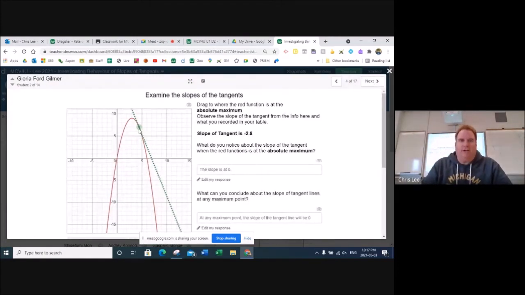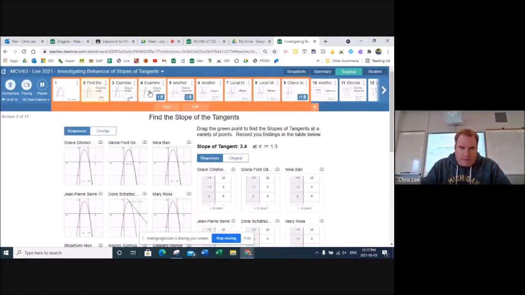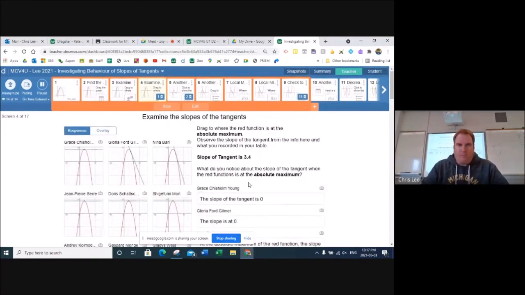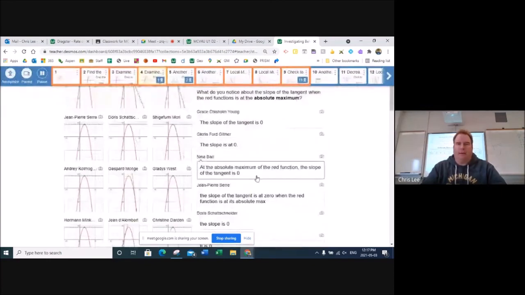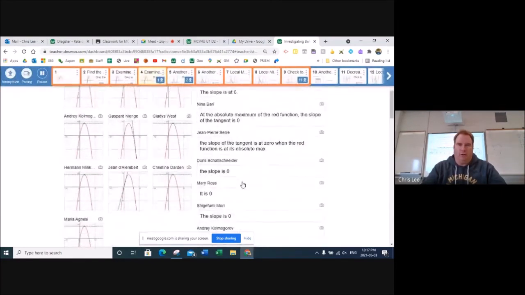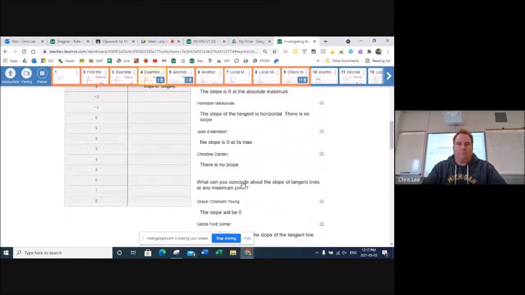And then I asked you to move it so that it's right at the top. And I can see that everyone had the same idea, in that the slope of the tangent is 0 at the top. So let's go and see everybody's answer here. Yes, the slope of the tangent is 0. The absolute maximum, the slope of the tangent is 0. Good. So we all picked up on that.